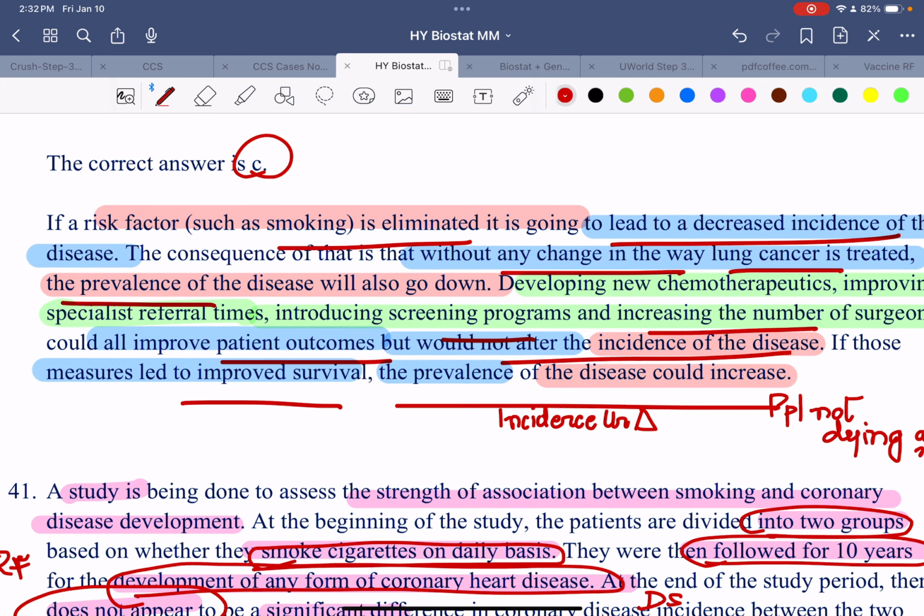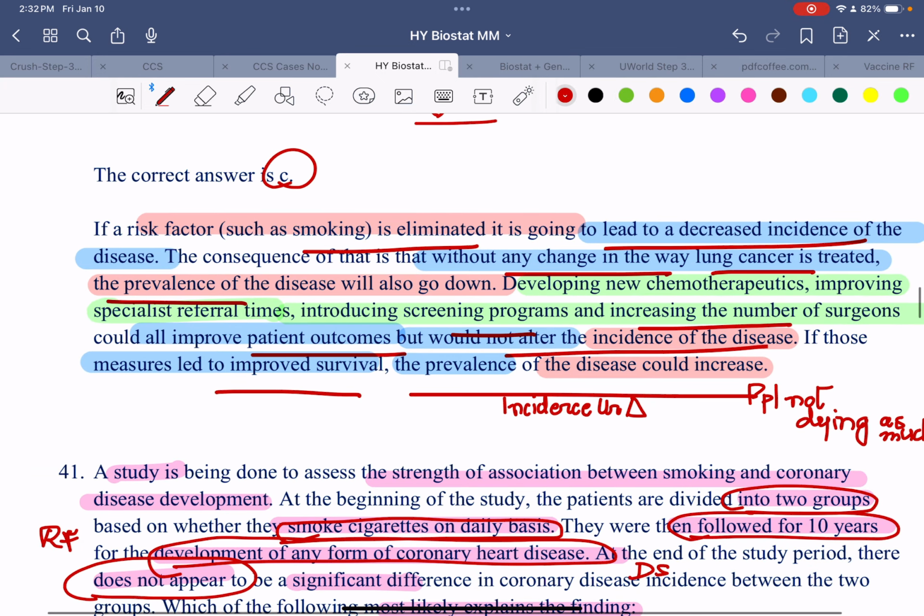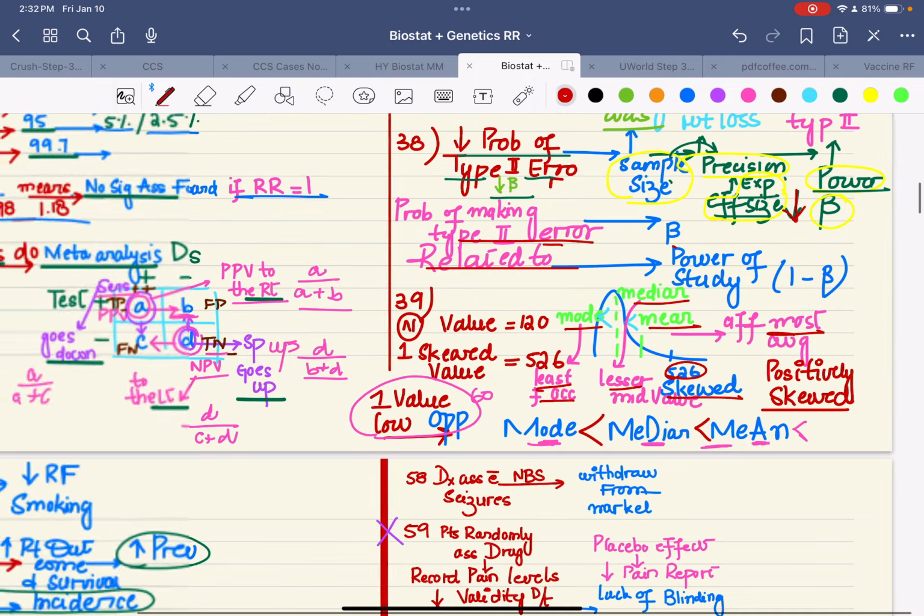So, just a quick review, if a risk factor of, let's say, smoking is eliminated, what will happen? There will be both a decrease in the incidence as well as a decrease in the prevalence, right? Whereas all the other examples like chemotherapeutic agents or surgeons or screening programs or referral times will actually not change the incidence, right? Because the disease is still occurring in the same way. It's just that the patient's survival will increase and therefore the prevalence of the disease in the community would actually increase.